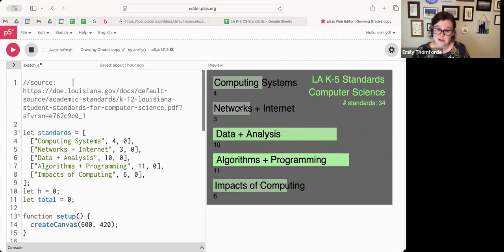And computing systems, networks and the internet, and impacts of computing all have way fewer standards than data and analysis and algorithms and programming. So I can say that these are probably the two areas that are most important to Louisiana in terms of K-5 computer science standards.